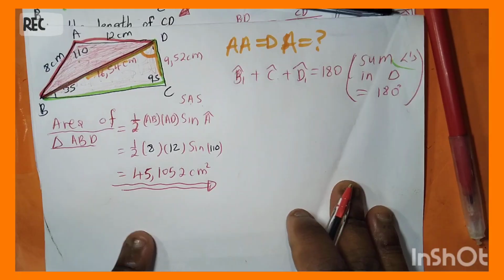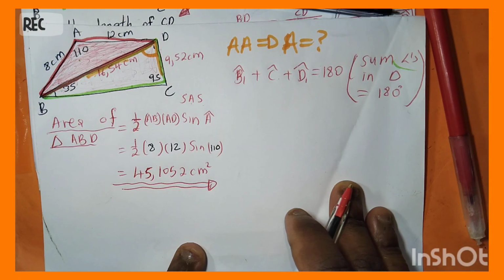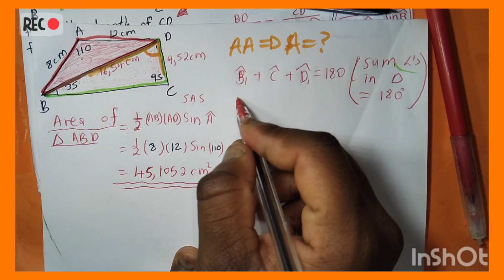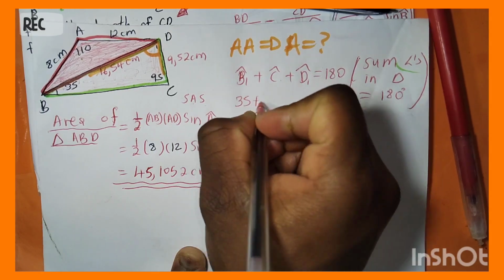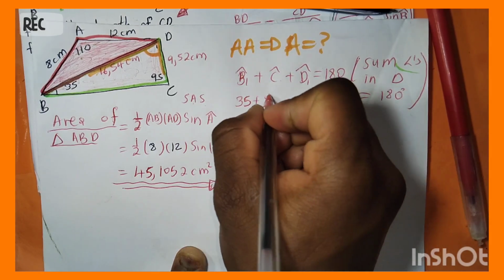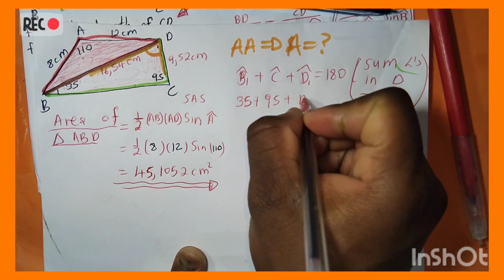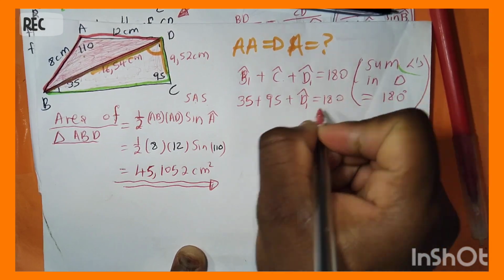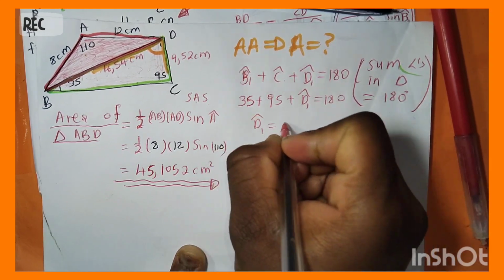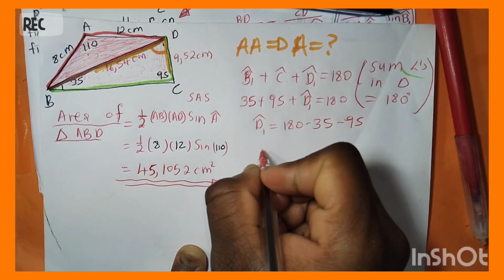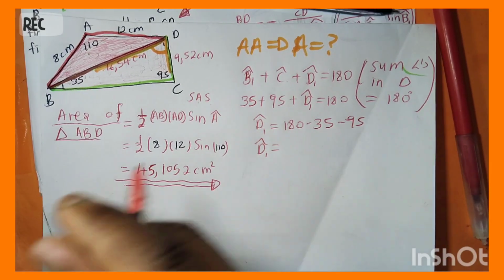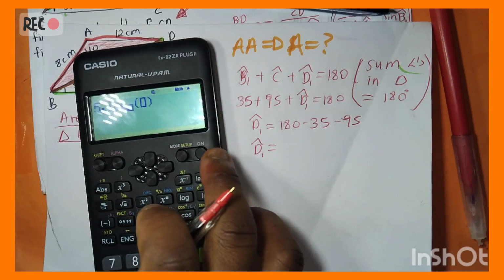Yeah, the sum of angles in a triangle gives me 180 degrees. Now what I can do, I can just substitute them, meaning this thing there is 35 plus our C, that's 95, plus that theta I don't know. So straightforward, this is what I will do: 180 minus 95 gives D1.